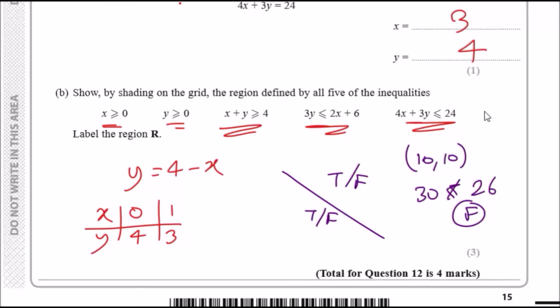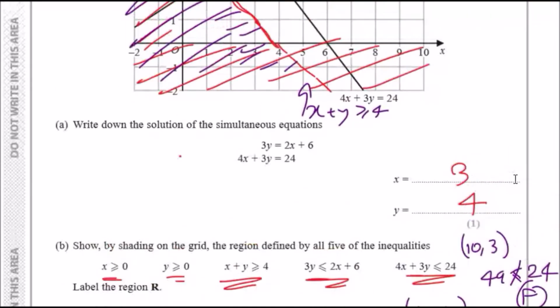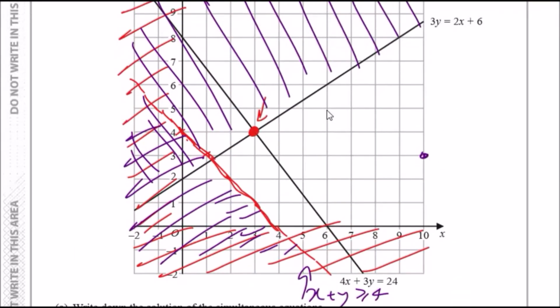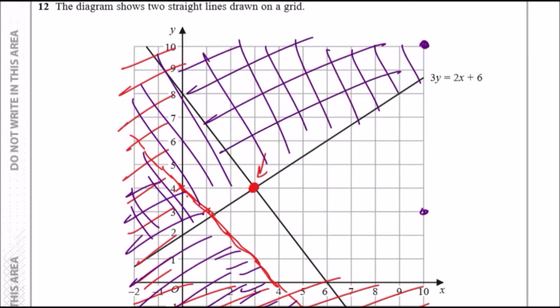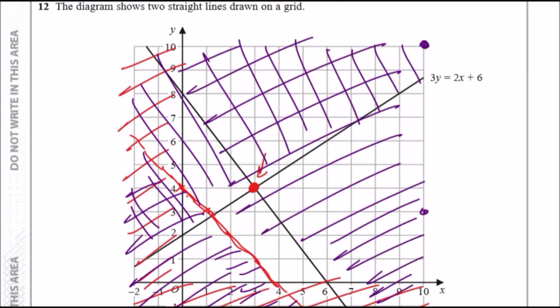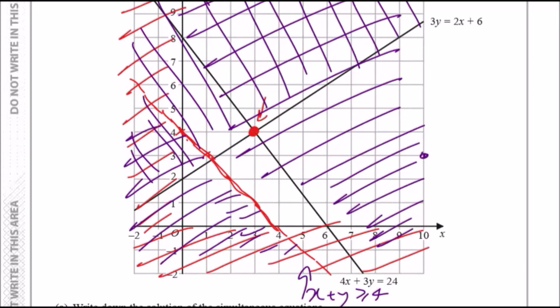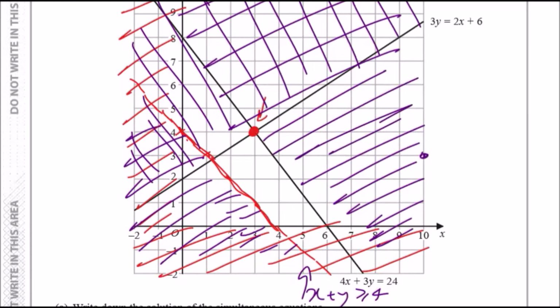Testing 10, 3: when x is 10 and y is 3, we have 40 plus 9, which is 49. Is 49 less than or equal to 24? Nope, it's false. So I'm getting another false statement, which means this side must be false, and that is gone. All that is left is this little region here. So this is the region that they want.